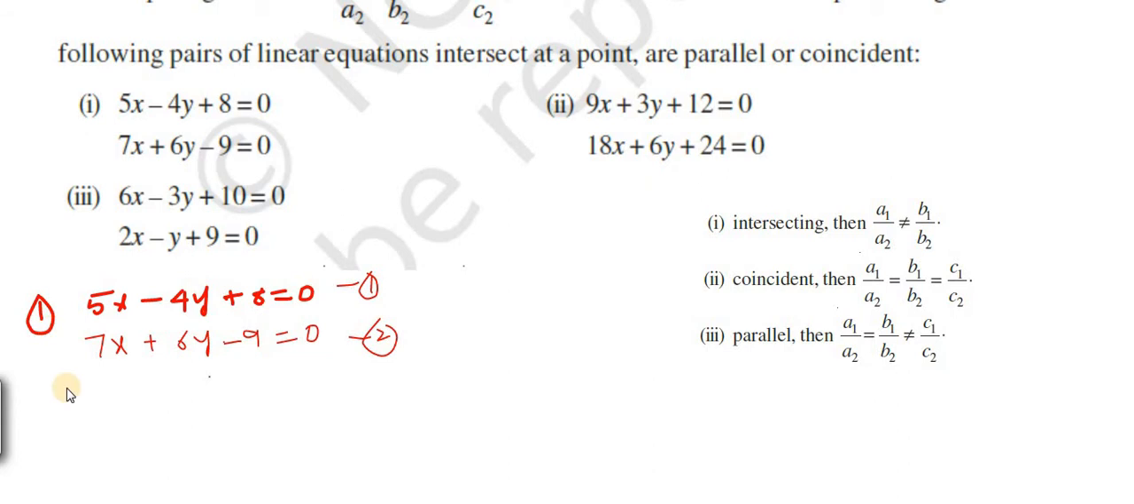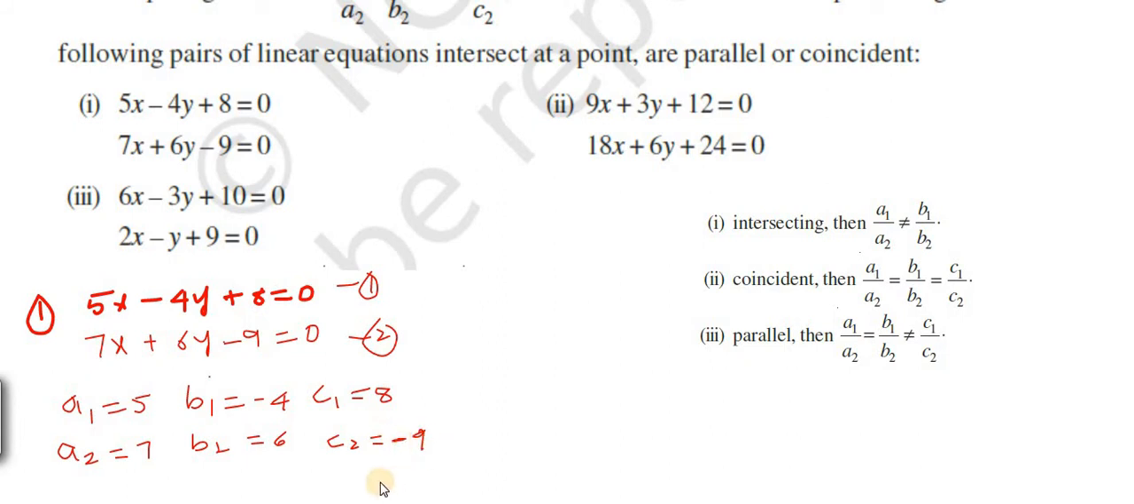In this first equation, a1 is equal to 5, b1 is equal to minus 4, and c1 is equal to 8, and a2 is equal to 7, b2 is equal to 6, c2 is equal to minus 9. So now divide this.